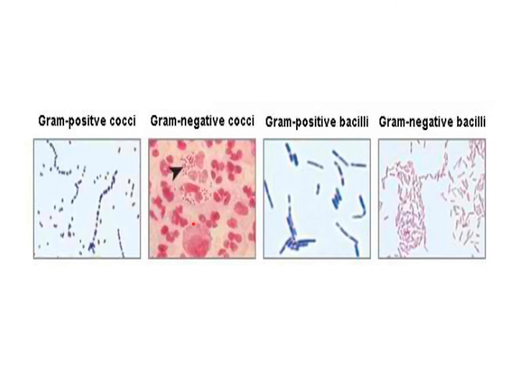So these pictures here are examples of gram-positive cocci, gram-negative cocci, gram-positive bacilli, and gram-negative bacilli. Primarily, the gram-positive cocci here are your streptococci. Here, for gram-negative, you have your diplococci. This is a typical smear of a gonococcal urethral discharge. So these are Neisseria gonorrhoeae.